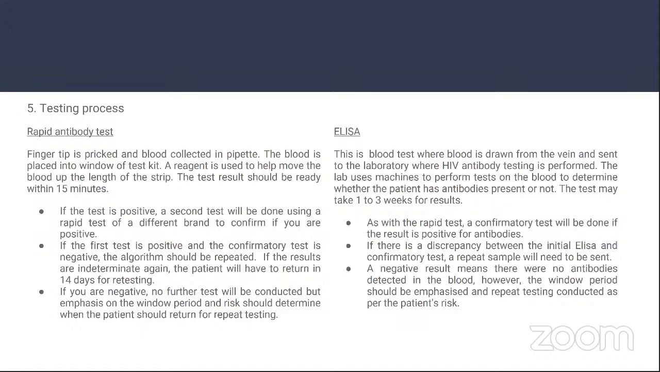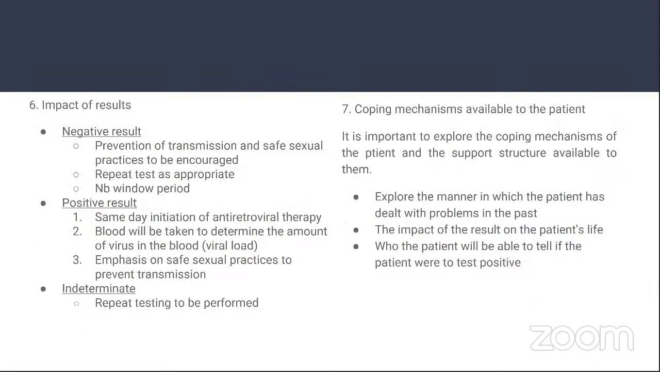With ELISA, it's obviously all done at the lab, the test and the confirmatory test. If there is a discrepancy, the patient will be called back for a repeat test. Okay, now we need to explain what the impact of the results are for the patient. So for a negative test, like I alluded to earlier, we need to encourage prevention of transmission and safe sexual practices, repeat the test as appropriate, and explain the window period.